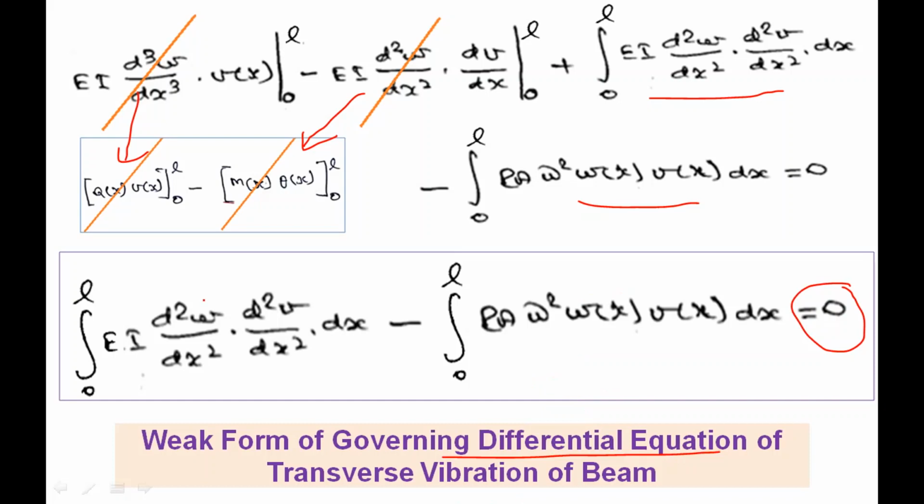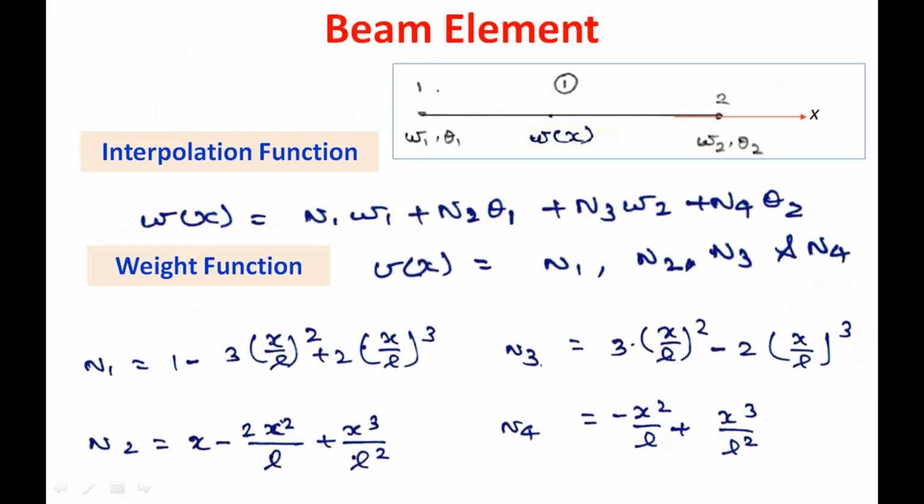We can solve this equation by using the second order polynomial trial function, because the order of differentiation is only 2, d square w by dx square, d square v by dx square. So at this stage we can use the beam element to solve this problem. Already we derived the characteristics of the beam element.